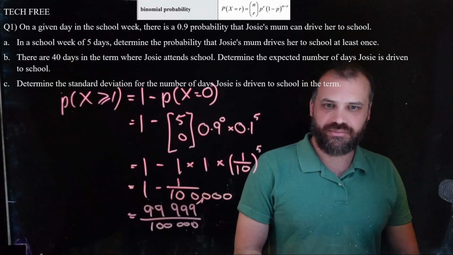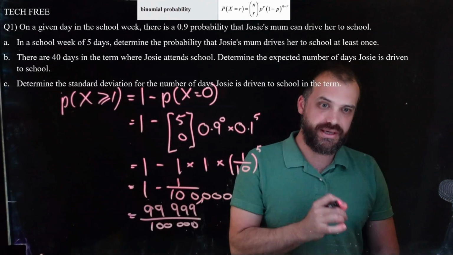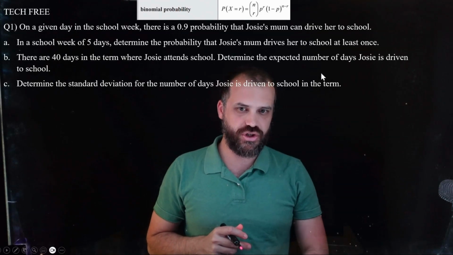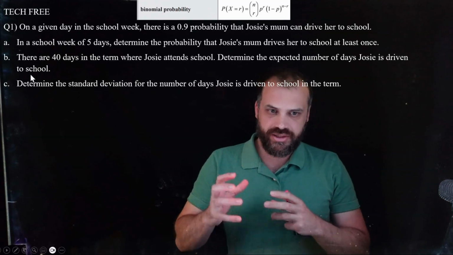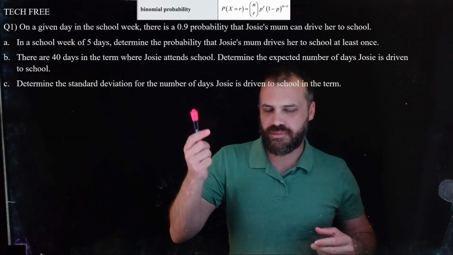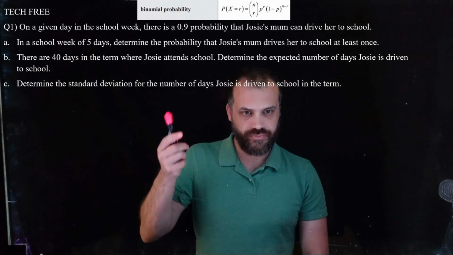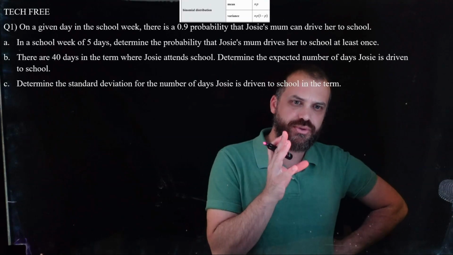I suppose we better celebrate that. And let's do part B. Determine the expected number of days Josie is driven to school. All right, so expected number of days, the mean from a binomial probability. I think we do have something on our formula sheet for that. There it is. Okay, so the mean is equal to np.